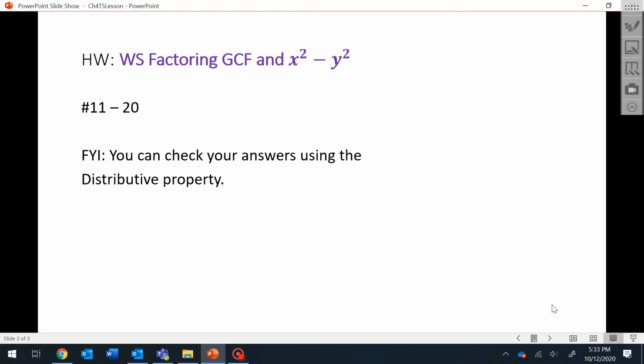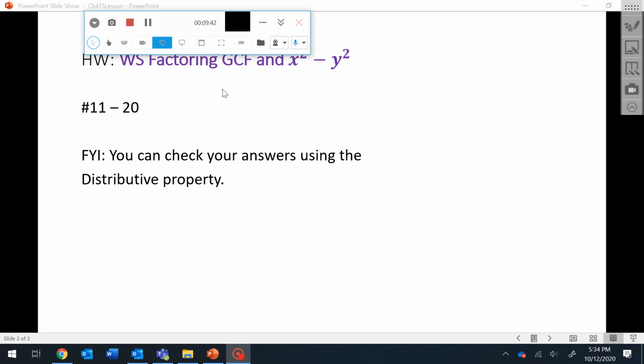Alright, so you're going to want to finish the rest of those problems on that sheet, numbers 11 through 20. Check your answer using the distributive property, make sure that it is correct.